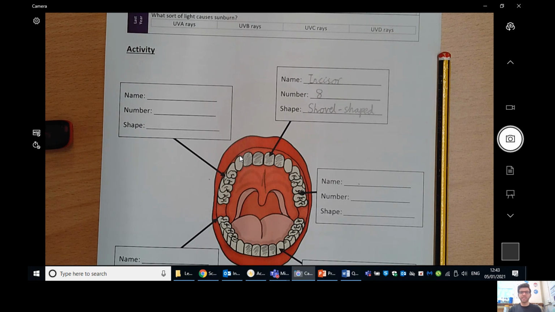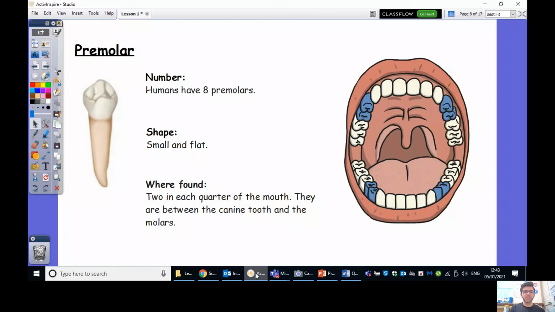Okay, hopefully you've now finished that. What tooth were you just looking at again? Premolars. Okay, so going back, hopefully you've got something that looks like this. We'll go through all the answers again at the end. So now we're going to our penultimate tooth, our second last tooth.